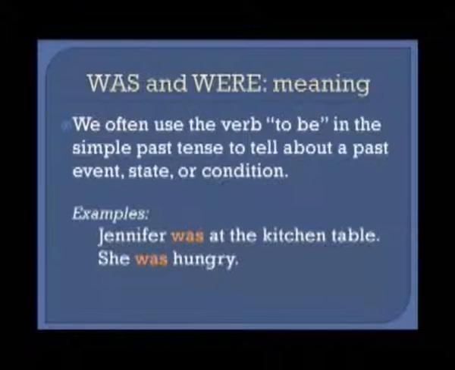We often use the verb to be in the simple past tense to tell about a past event, state, or condition. Examples: Jennifer was at the kitchen table. She was hungry. All of this happened in the past. All of this was true in the past. I'm telling you about my location and how I was feeling. I was at the kitchen table. I was hungry.